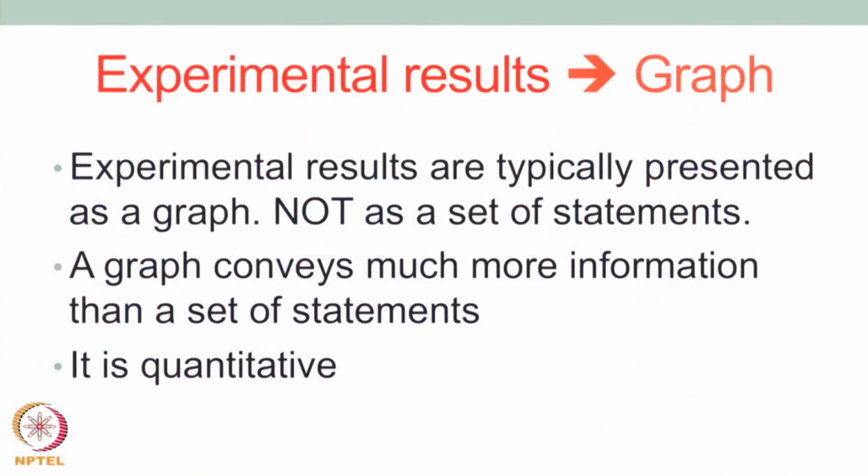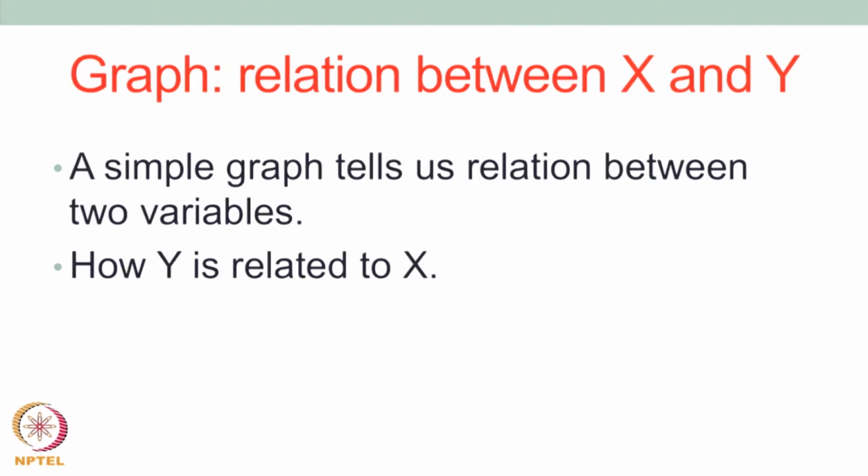Okay, and it is quantitative. The graphs present the outcome of a particular experiment in a quantitative manner, and we will see that. So that is the reason we typically plot graphs. Now what is a graph? A graph is, as we all know, a relation between x and y. A simple graph tells us the relation between two variables, typically x and y, how y is related to x. So that is what we have in a graph.